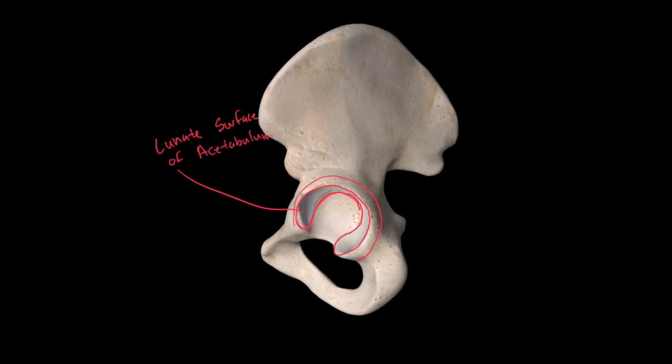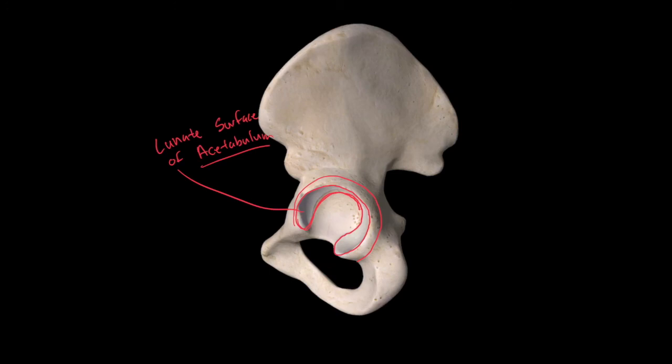You don't have to parent it to the os coxae, so you don't have to say lunate surface of the acetabulum of the os coxae. That would just be too much. You can just parent it back to the acetabulum. But if you're just talking about the acetabulum in itself, you have to parent it back to the os coxae. Good. Now we can go ahead and move on to the next landmark.